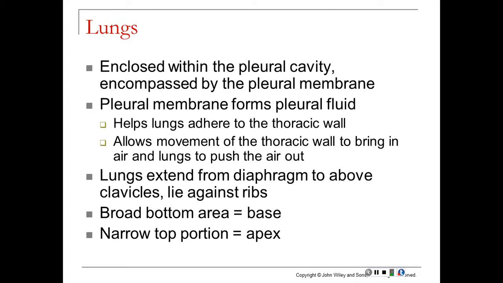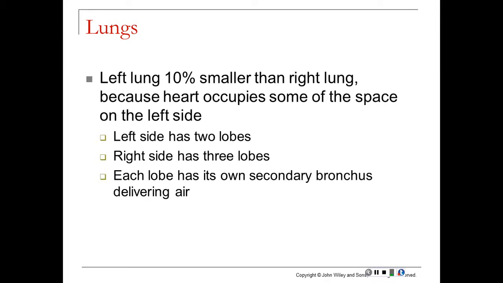The lungs extend from the diaphragm to just above the clavicles, and they lie against the ribs. The broad bottom area is called the base, that sits on top of the diaphragm, and then the narrow top portion is the apex, kind of the reverse of the way the heart was positioned.